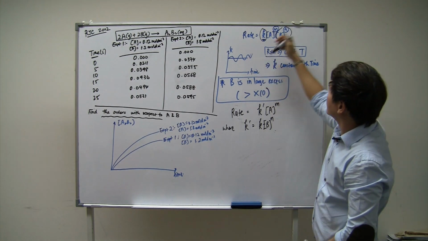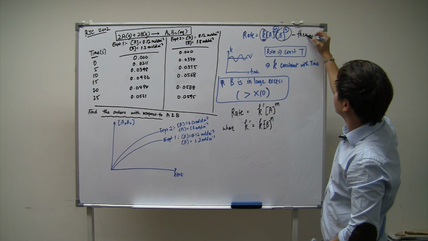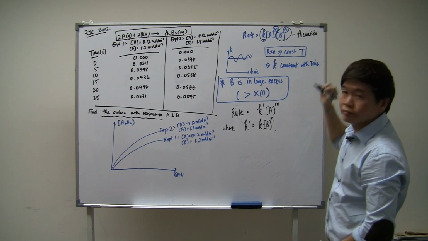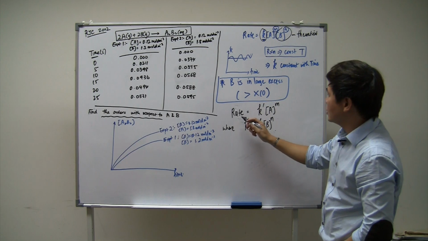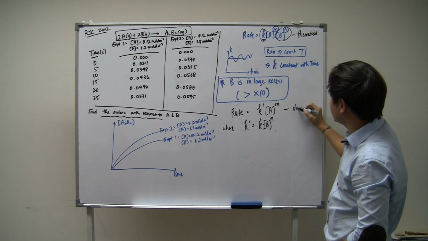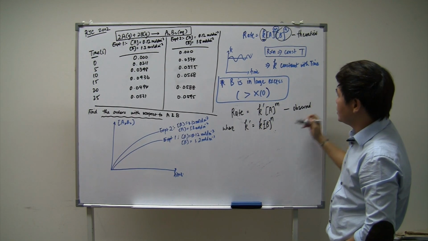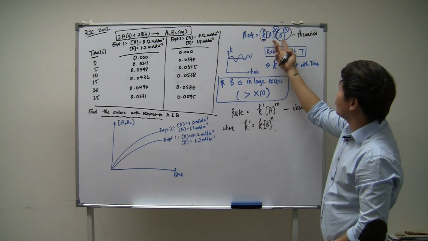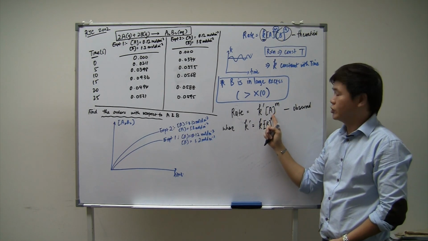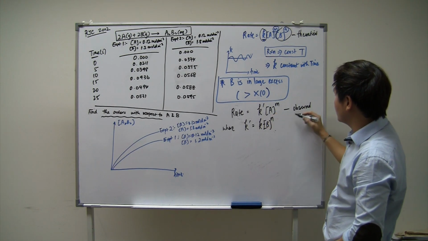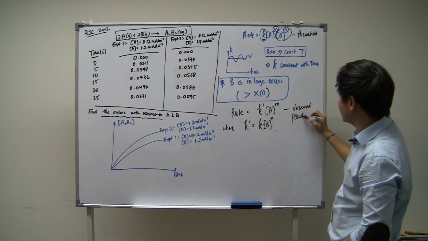This first rate equation is known as the theoretical rate equation. That means that's the actual rate equation. But because of the manipulation of B, the observed rate equation is seen to be like this now. So from a two-reactant reaction, it becomes as if it's dependent only on one reactant. This is what we call a pseudo order reaction.